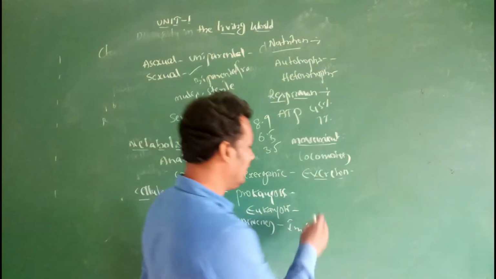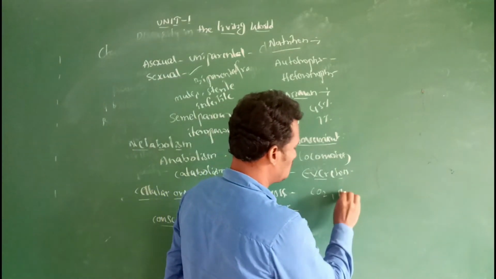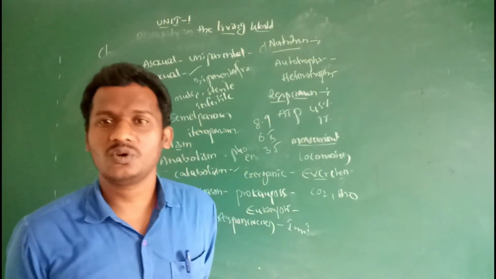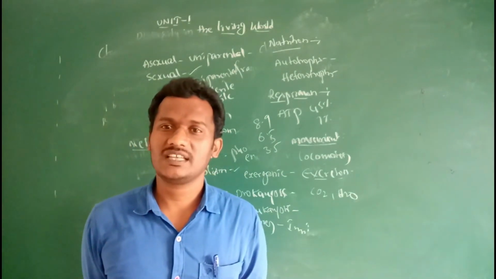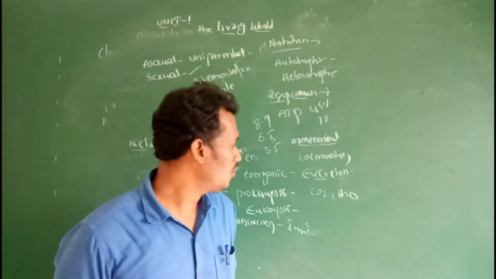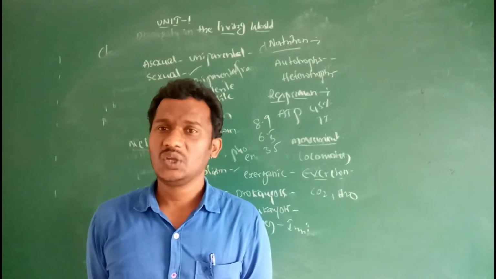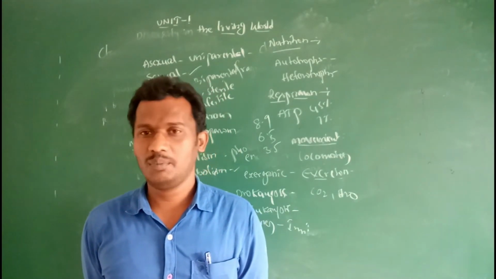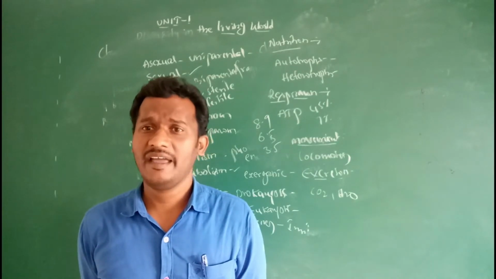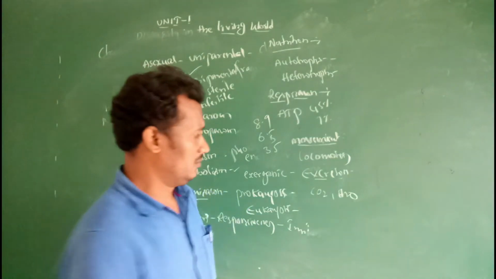This ability is known as excretion. So generally CO2 and H2O are considered universal waste materials. For example, in photosynthesis and respiration.